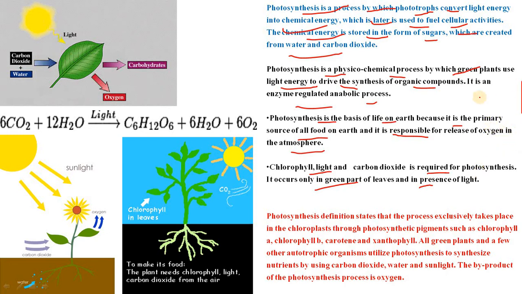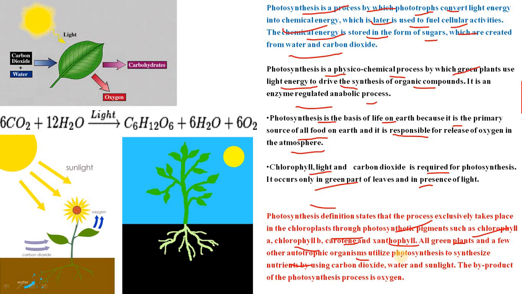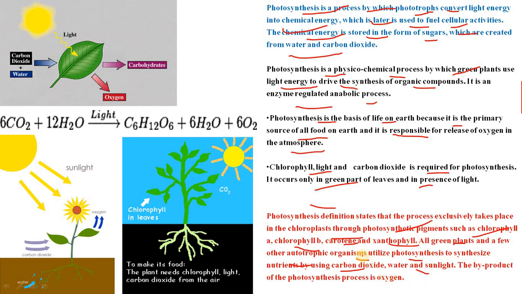So here is the official definition of photosynthesis, which states that the process exclusively takes place in the chloroplast through the photosynthetic pigments such as chlorophyll A, chlorophyll B, carotene and xanthophyll. All the green plants and a few other autotrophic organisms utilize photosynthesis to synthesize nutrients by using carbon dioxide, water and sunlight. The byproduct of photosynthesis is oxygen. During the process of photosynthesis, light energy is converted into chemical energy and is stored as carbohydrates, as you can see in the equation.